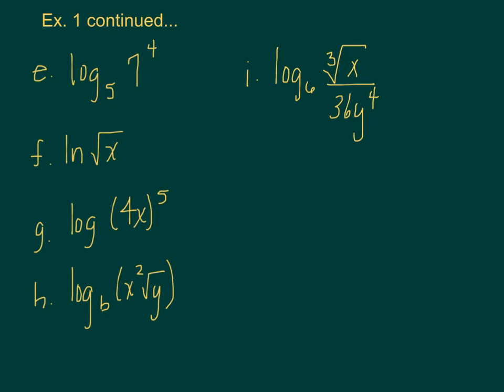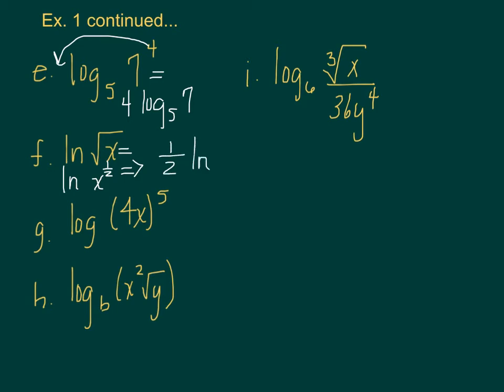Example 1 continued. For E, this is now the power property. So the 4 has to go down front. So it will look like 4 log base 5 of 7. And that's as far as you can go. When you see a square root, you're going to immediately make this x to the 1/2. Then you can use the power property, putting the half in the front, and that's the simplified answer.